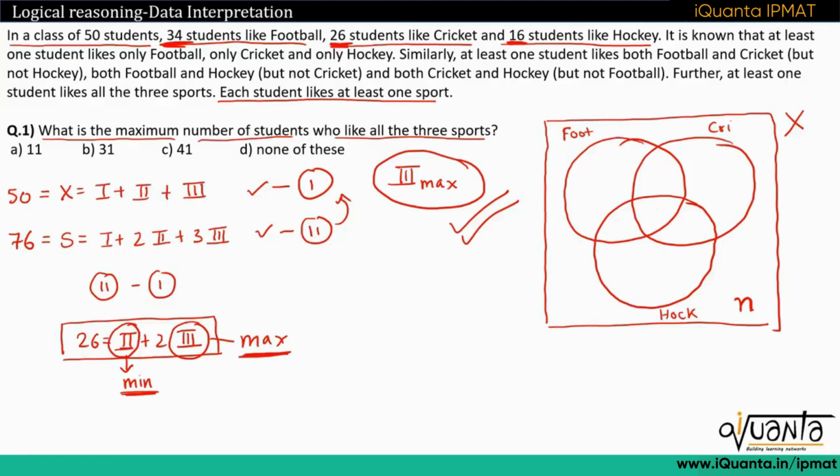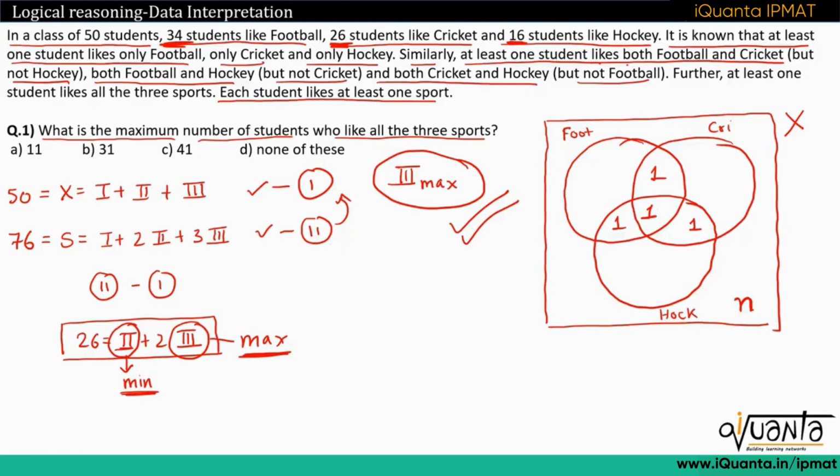In the question it was given to us that at least one student likes only football, only cricket and only hockey. That means this is the minimum value of exactly 3. Similarly, at least one student likes both football and cricket but not hockey, both football and hockey but not cricket, and both cricket and hockey but not football. So the minimum value of all the regions denoting exactly 2 will be 1, 1, 1. And the minimum value of the region of exactly 3 is also 1.